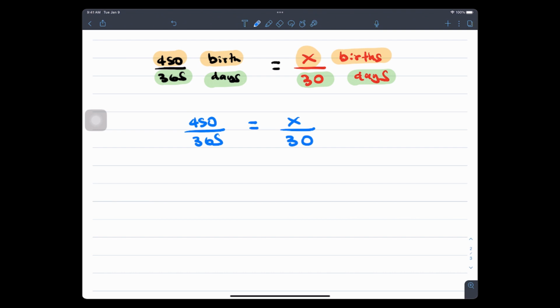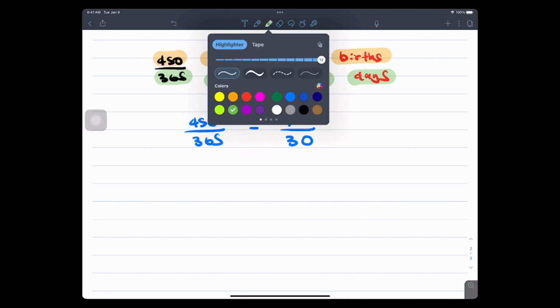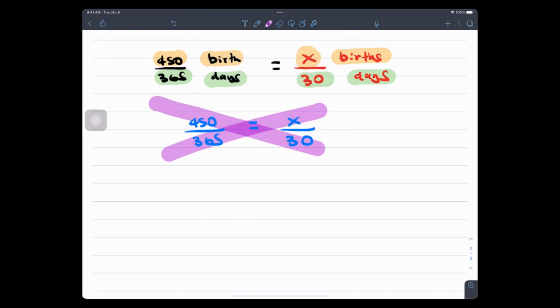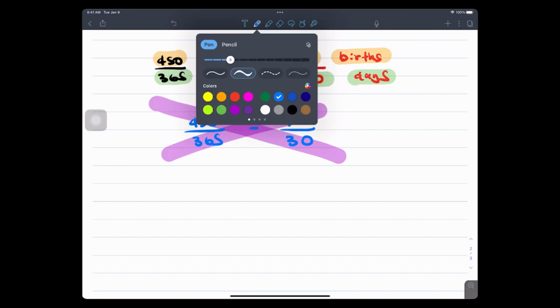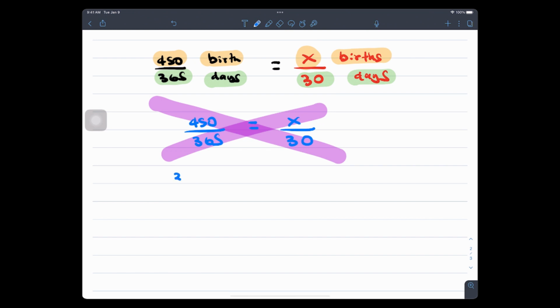How do you find the value of x? Because that's the answer. How do you do that? You guys know? You cross multiply, because you have a proportion. 30 times 450 becomes what? 365 times x.